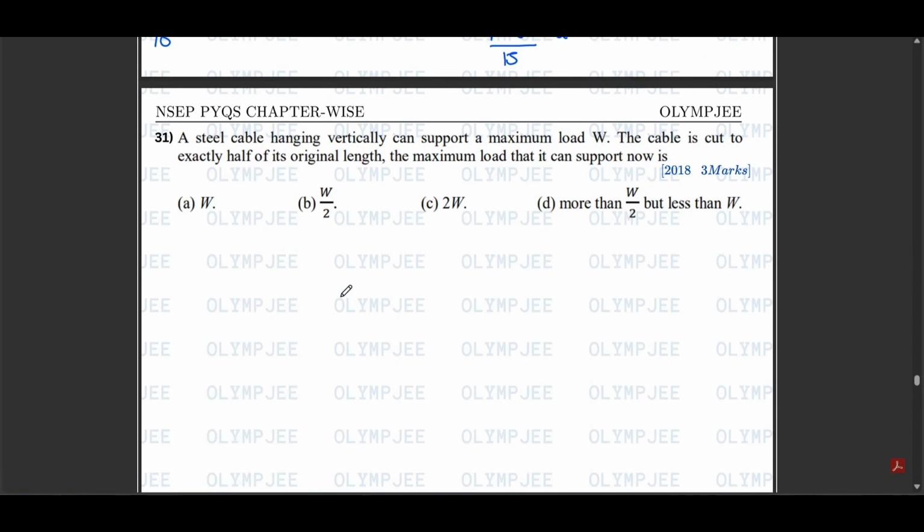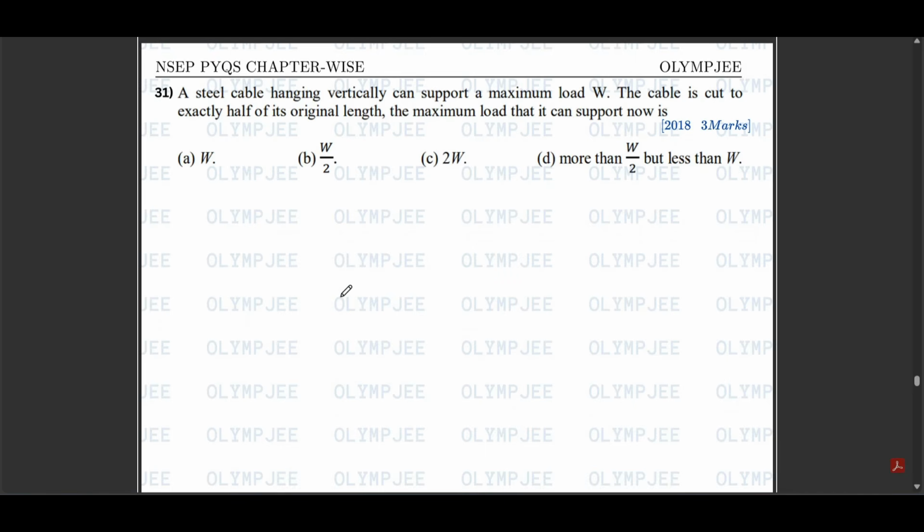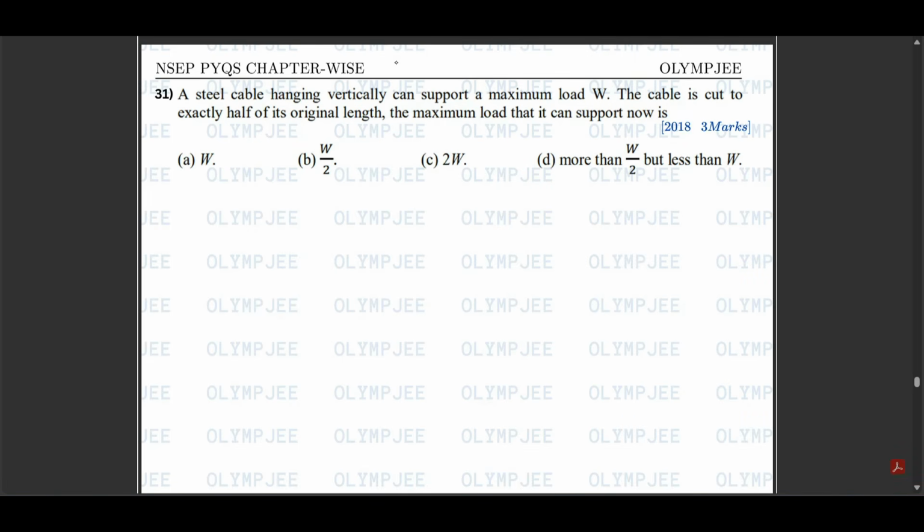So now moving on to question 31, it says that a steel cable hanging vertically can support a maximum load W. The cable is cut to exactly half of its original length. The maximum load that it can support now is. So the maximum load which the cable can support has nothing to do with the length of the cable. It has to do with the material of the cable, which is same even after cutting. So the answer will remain W.